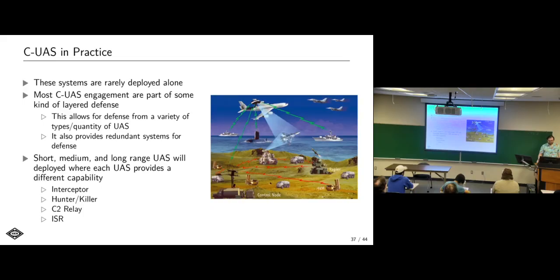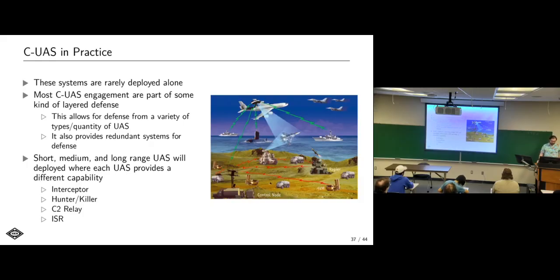So, counter UAS in general has to be a layered defense. This is where I was talking about the network systems of the old and that development. You don't get to just put one down; everything gives sensors and data to everyone, and there's a lot of coordinated timings. You'll see multiple systems being deployed against the same target. So you get redundancy with this. It allows you to defend against a wide variety of quantity and types.